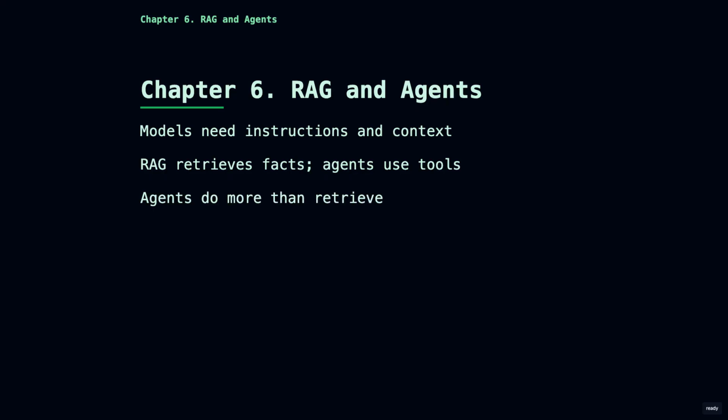RAG is mostly about giving the model better context. Agents go further. They let the model act through tools, work around limitations, and directly interact with the world.